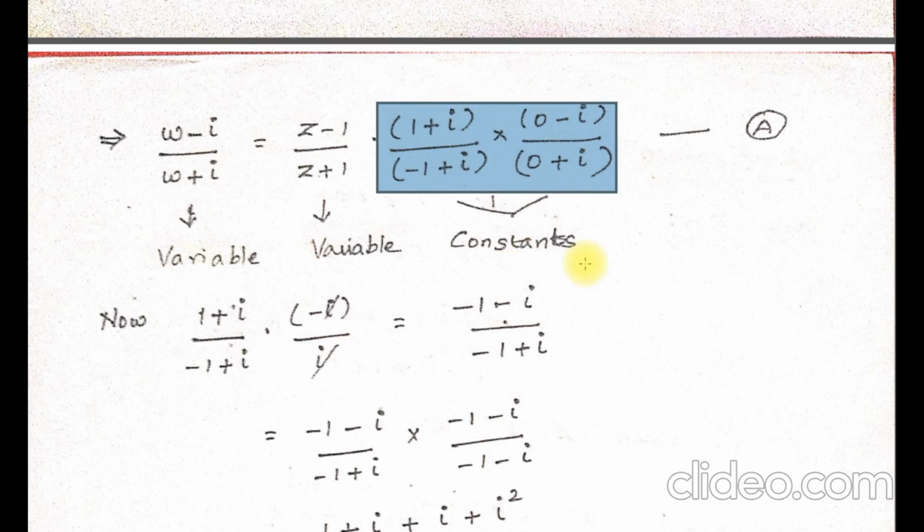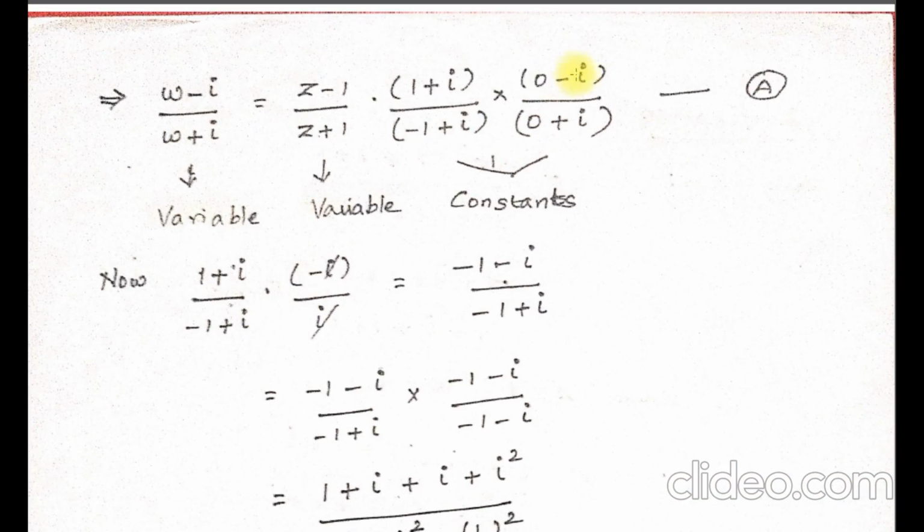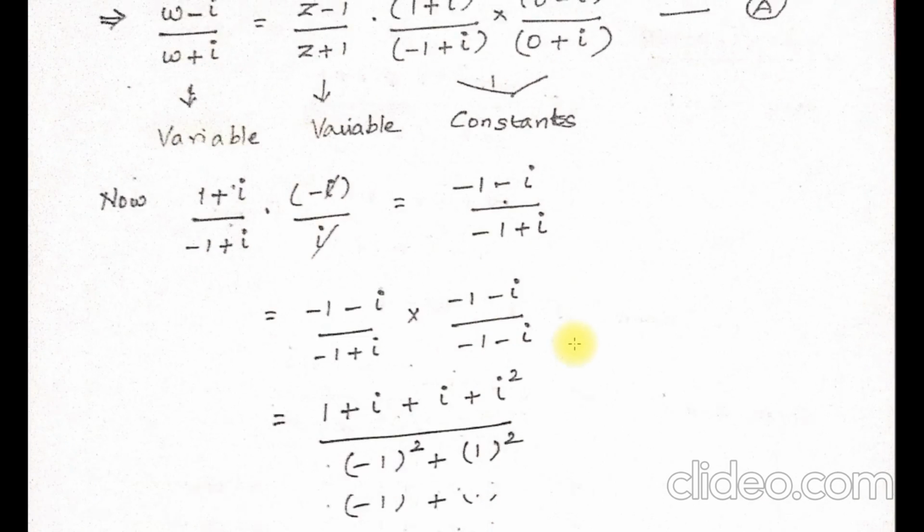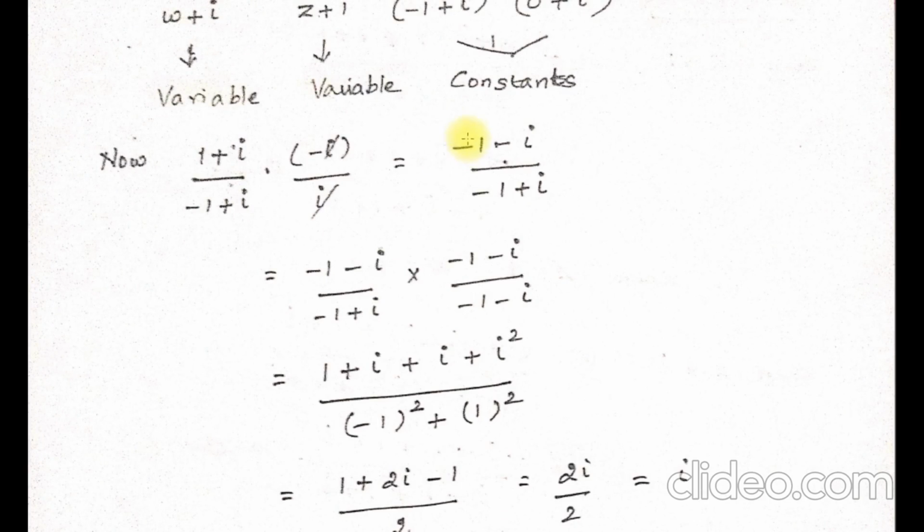So I am taking this 1 plus i by minus 1 plus i into, see this is 0 minus i, that is minus i, and 0 plus i is i, I am cancelling it out, equals to this minus goes inside, so minus 1 minus i by minus 1 plus i. So as I told you, the numerator is a complex number and the denominator is also a single complex number, but the entire expression is not of a standard complex form. For that, what we have to do is the denominator part. For this, what is the conjugate?